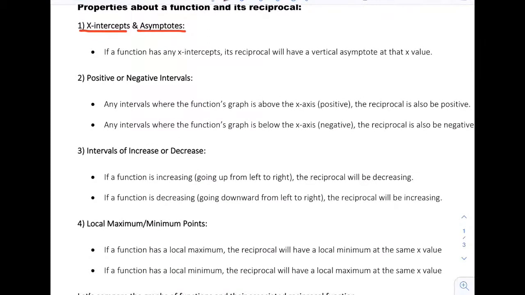The second part that's going to be important to us is positive and negative intervals. Positive intervals means that the graph is above the x-axis. Negative means that it's below the x-axis. So anywhere that our graph is above the x-axis, its reciprocal is also positive, above the x-axis. If our function is below the x-axis, meaning it's negative, the reciprocal is also going to be negative. And it just makes sense if we look at the way the equations are. If x is positive, both of those equations are positive. If x is negative, both of those equations are negative. So they share the same sign.